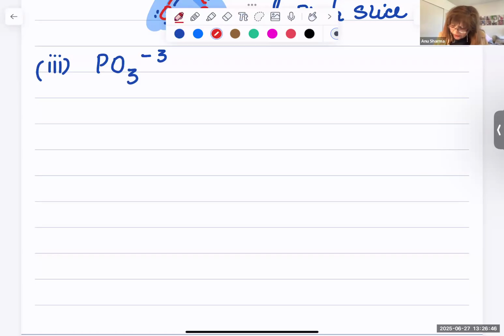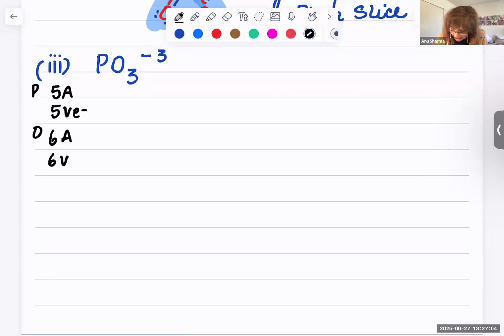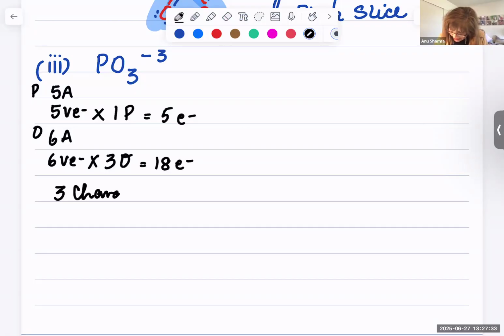PO3 3 minus. So here, phosphorus. Phosphorus is group 5A, and 5A means 5 valence electrons. Oxygen is group 6A, so it has 6 valence electrons. There is 1 phosphorus and there are 3 oxygens. So we have 5 electrons from phosphorus and 18 electrons from the oxygens. And then we have 3 charges, and these charges are negative, so that means you will have to add 3 electrons also.